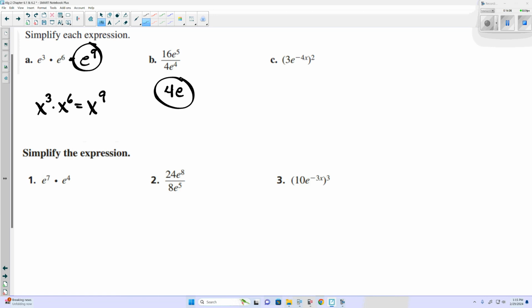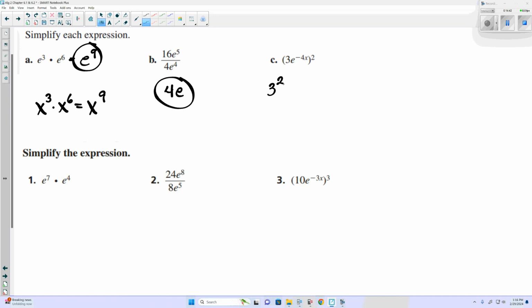Let's look at C. So we're saying 3e to the negative 4x squared, the whole thing squared. Now, whenever we square something, we're multiplying it by itself, yes? If there had been a plus in the middle, so 3 plus e to the negative 4x squared, we would actually have to do the distributive property. We'd have to multiply it by itself and write it all the way out. But since there's no addition or subtraction sign between our two terms, we can just square it. We're going to square both terms.